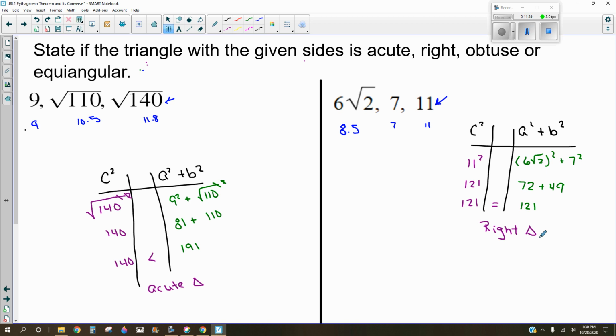Okay. So that is what we are doing with the converse. That is how we figure out the Pythagorean converse.